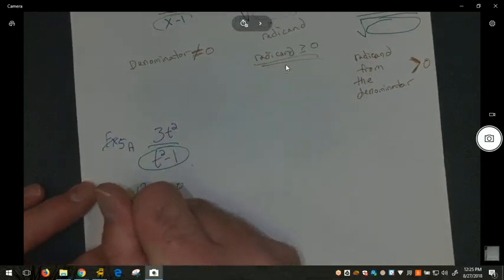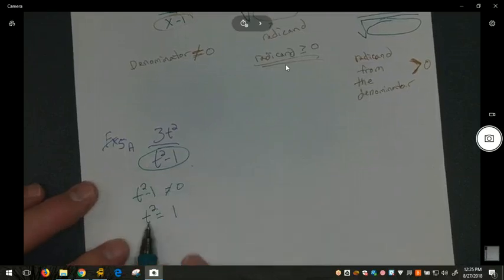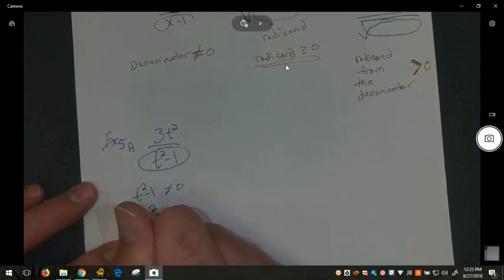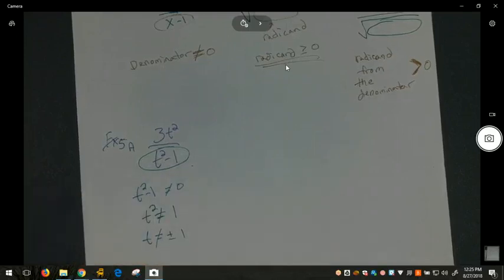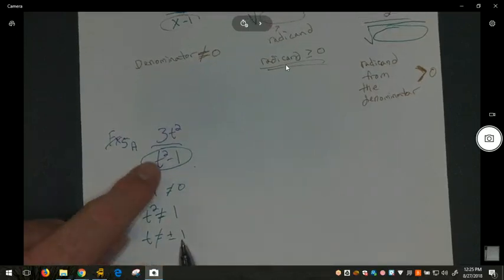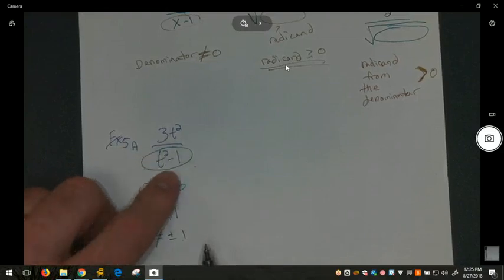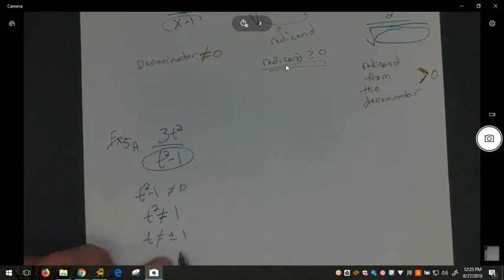I'm going to add 1 and take the square root for now. So when I take the square root, t equals plus or minus 1. But remember, this is what t cannot equal. If t is 1, then that would become 0. 1 squared is 1 minus 1. Negative 1 squared is 1 minus 1 is 0.